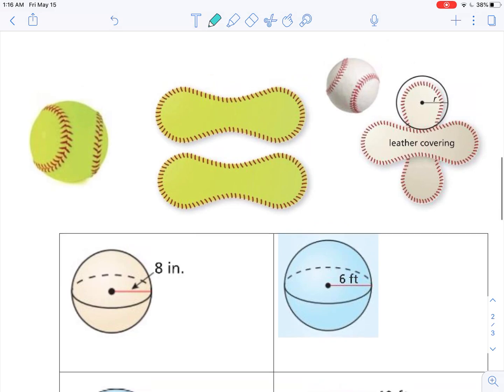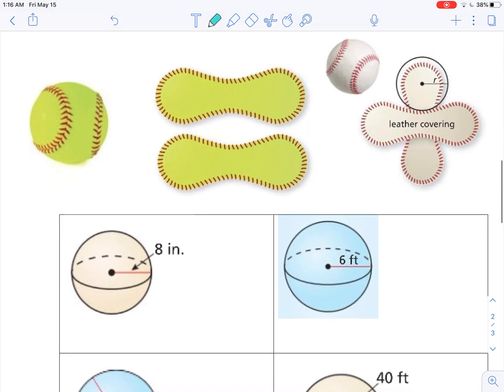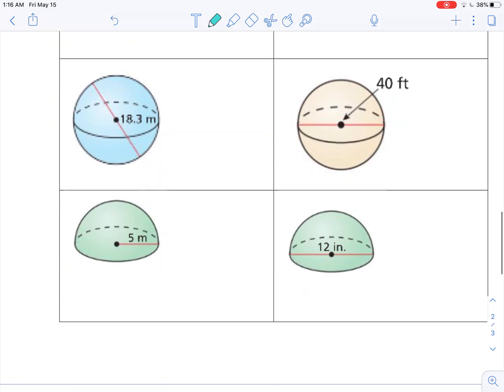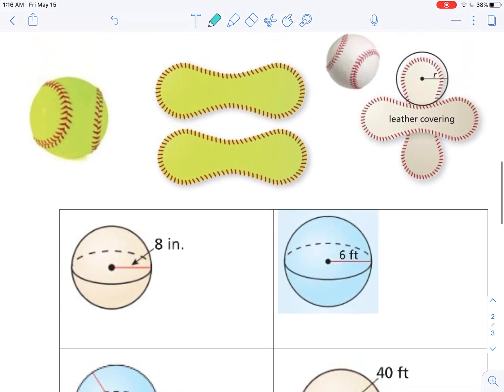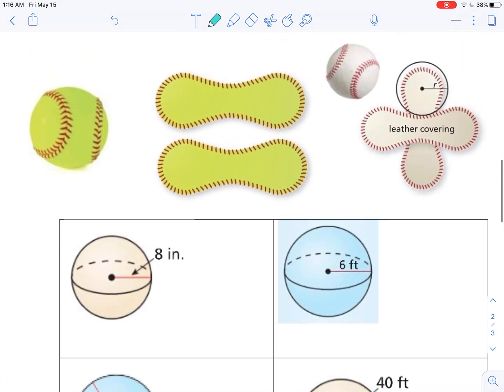So we're going to finish up with surface area of a full sphere, and we'll do some half spheres as well. And then we'll call it a day. So, surface area of a sphere. I always think about this like a baseball or a softball.